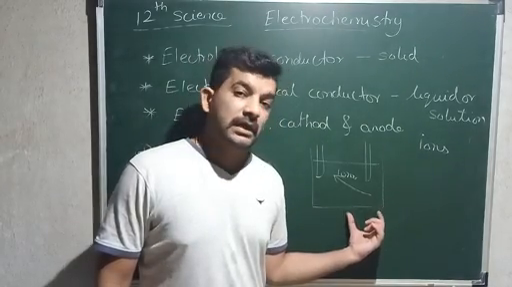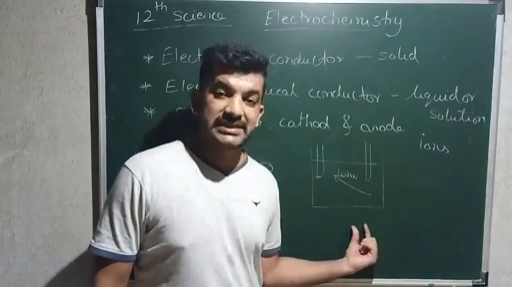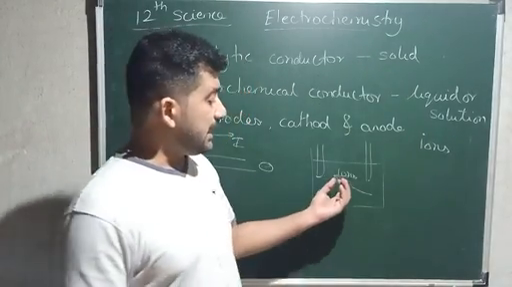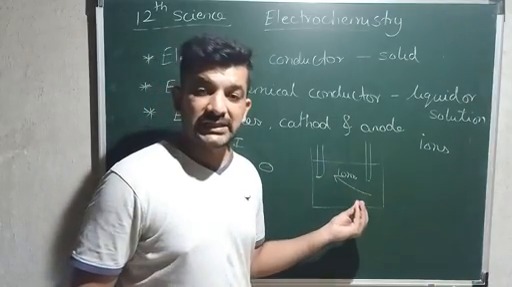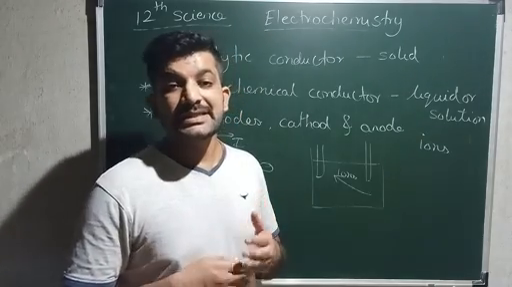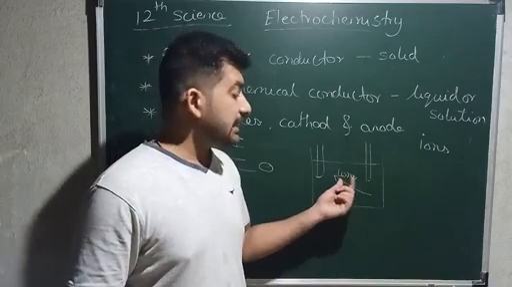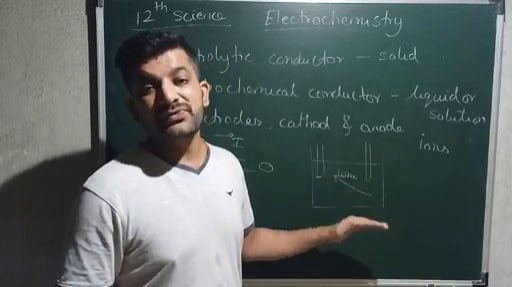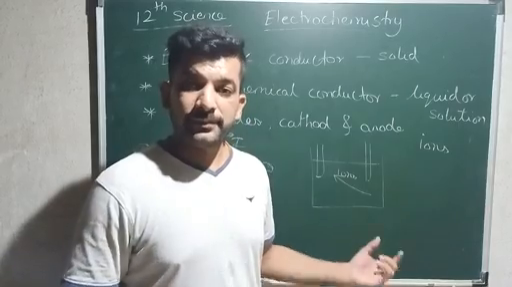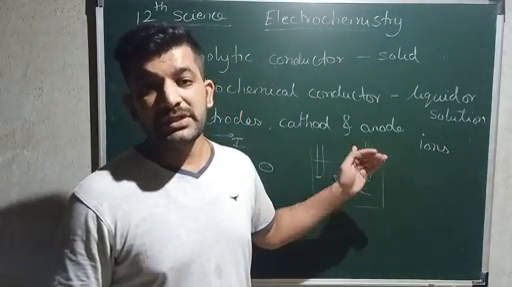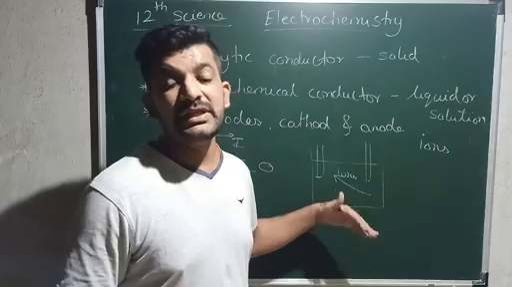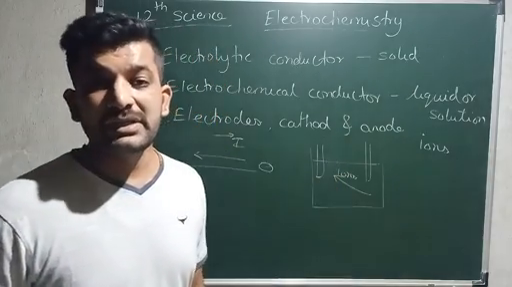As we increase the temperature, the volume of that solution will increase. As the volume increases, the ions which were initially undissociated will dissociate, so there is a possibility that the conductivity will increase with increase in temperature for an electrochemical conductor. With increase in temperature, the conductance will increase for the electrochemical cell.